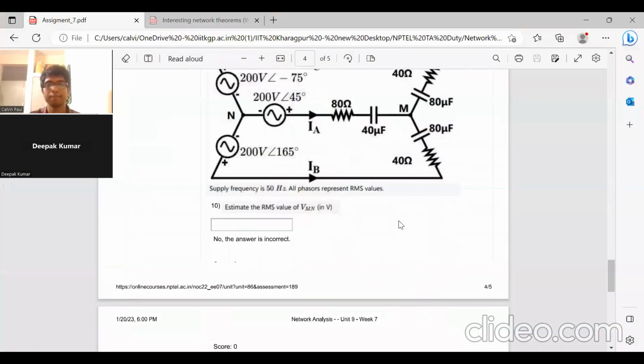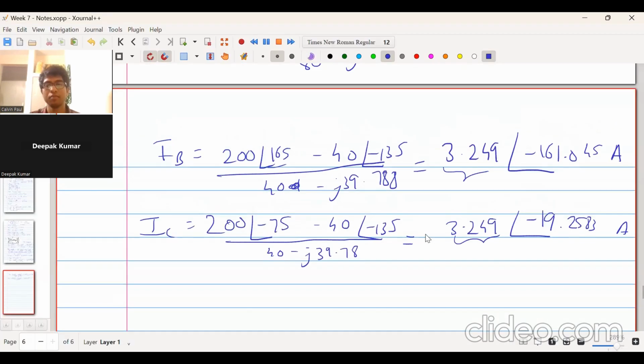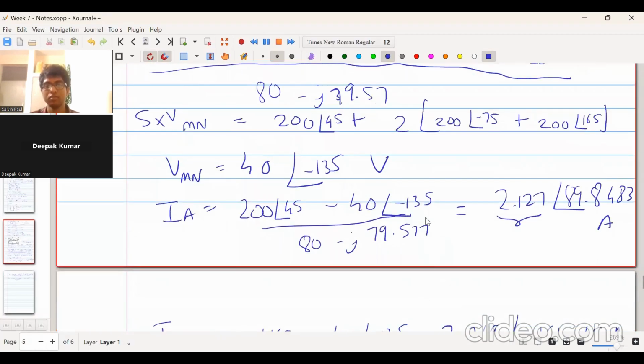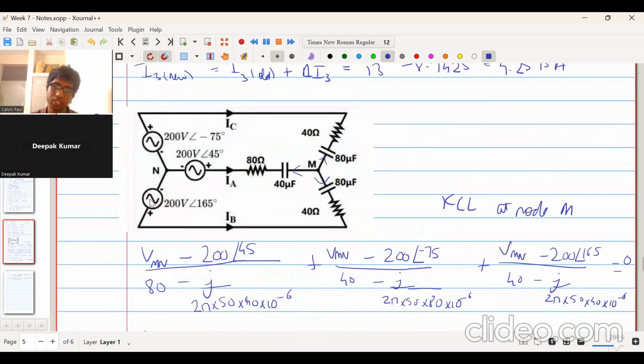Sir, what is the formula of RMS value? V maximum by √2? Yeah, but over here this is just the RMS value. Here it is already given, so it will come in the form of RMS, right? Yeah, because these values were given in terms of RMS value. If these were given in terms of the peak value, then we'd have to divide it by root 2. All right. Okay.